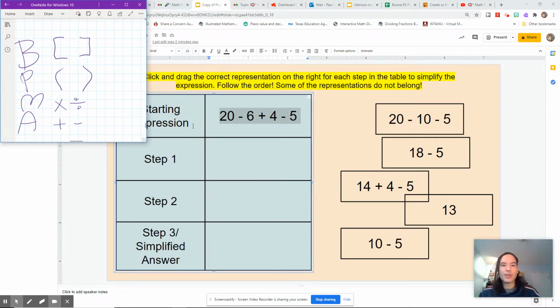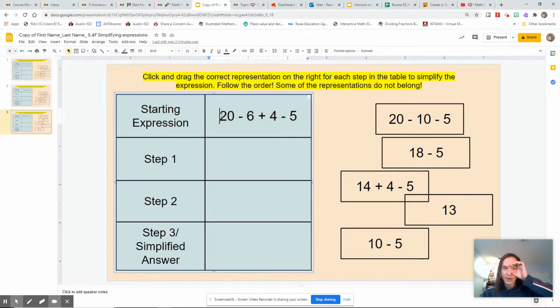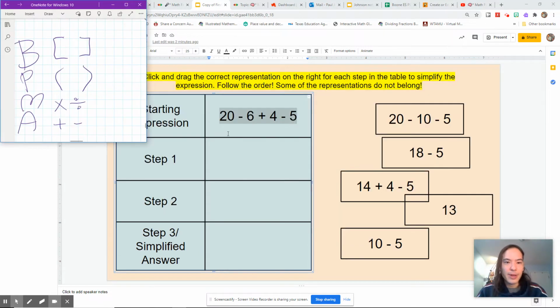All right, so starting expression. Basically, each letter is a set of goggles. If you're in my homeroom, we did this yesterday. First thing we're going to do is put on bracket goggles. What our bracket goggles allow us to do is see everything and only the things that are in brackets. Okay, bracket goggles on. Do you see any brackets? 20 minus 6 plus 4 minus 5. Oh, half of my bracket goggles fell out. There we go. Do you see any brackets? Nope. Bracket goggles off. If we have no brackets, we don't need our bracket goggles.